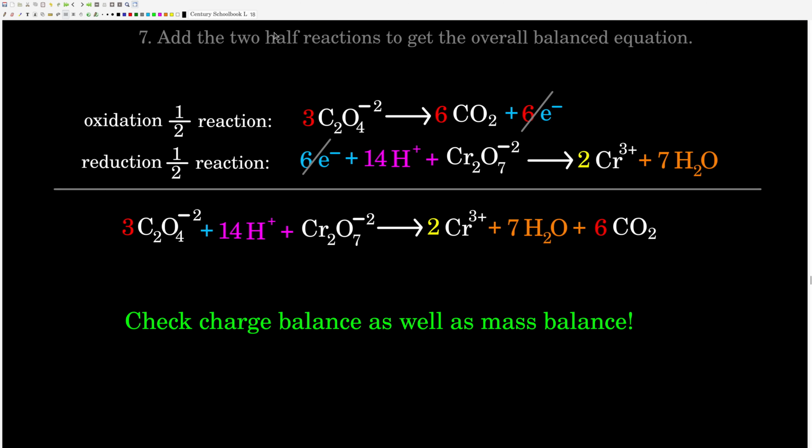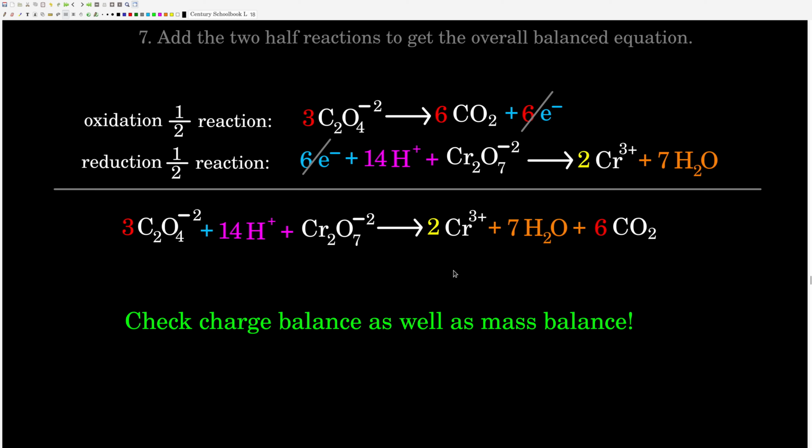Moving on to step 7. Add up the 2 half reactions to get the overall balanced equation. Remember, when we add chemical reactions, if something appears on the left side of one equation and on the right of the other, they cancel. So we set this up to make sure the electrons cancel, and they do. In this case, that's the only thing that cancels, so everything that's left is our overall balanced equation. So 3 oxalates, 4 hydrogens, plus dichromate, going to 2 chromium 3s, 7 waters, and 6 carbon dioxides. Now, this is a balanced redox reaction.